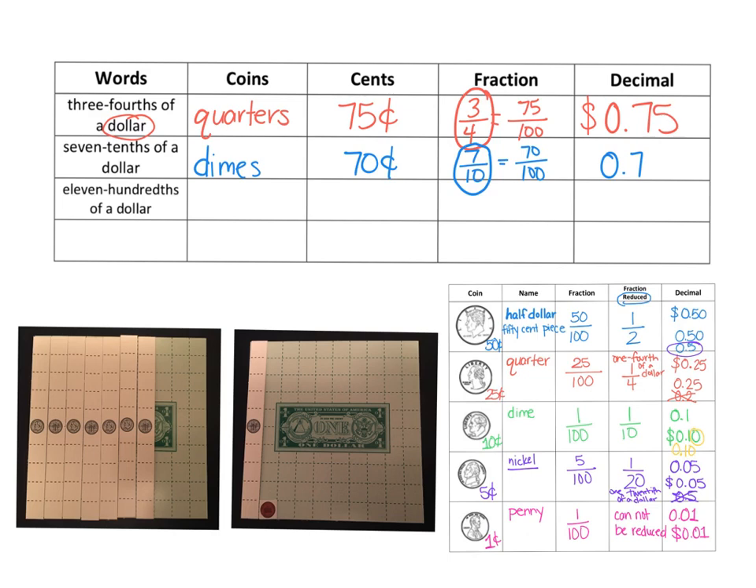Now for 11/100ths, we don't have any 11-cent coins in the United States, so we have to use 1 dime and 1 penny, which will give us 11 cents. Now our fraction would be 11 out of 100 total cents. There is no reduction of that fraction, so that's going to be our final answer. And for the decimal, we will have 11/100ths, just like the fraction there. So it will be 11/100ths as a decimal.